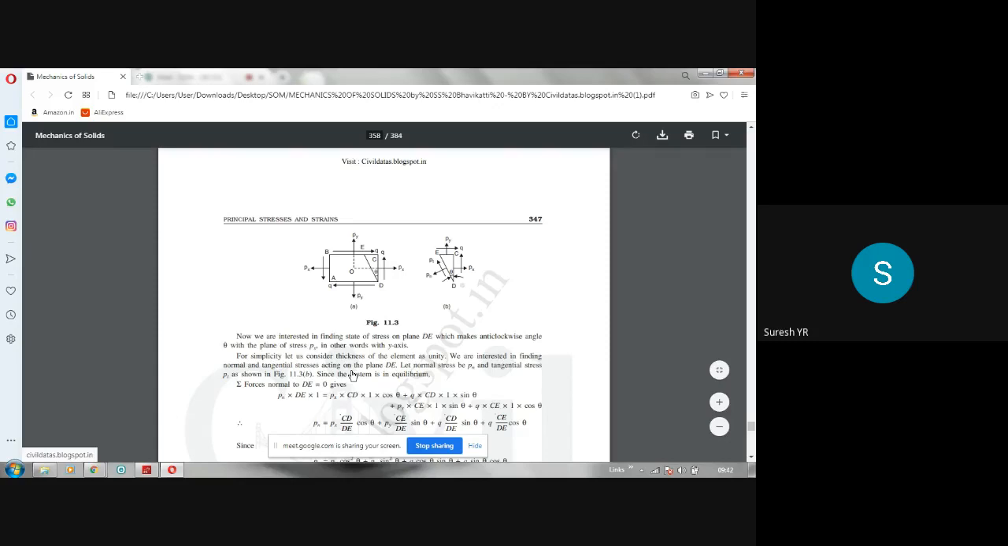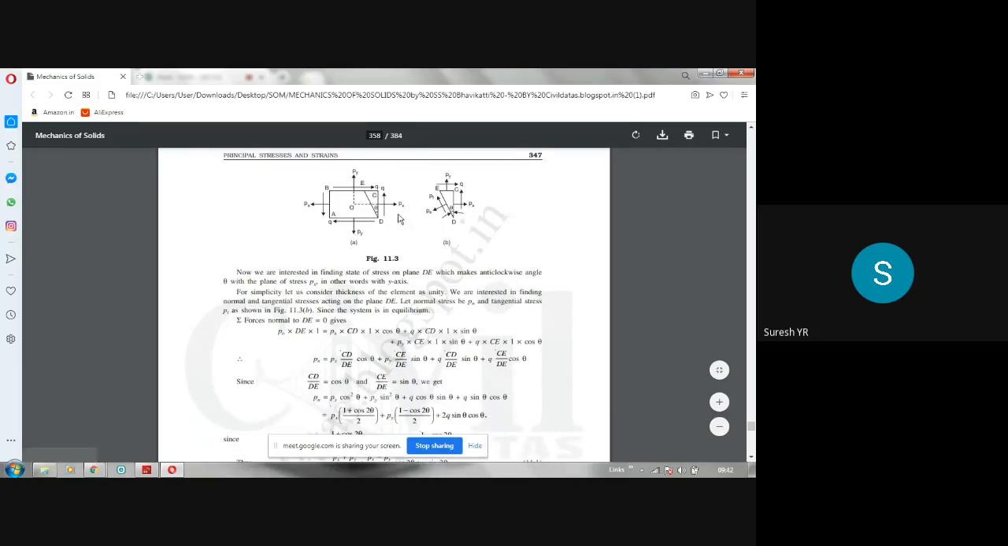All are positive. Px, Py, and Q are all positive here. The first step is the same. Let us consider a plane, the DE plane. On this DE plane, these are the expressions for the normal stress. This is the expression for the normal stress that we have proved already.